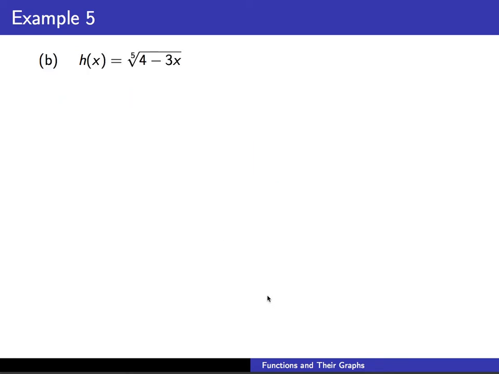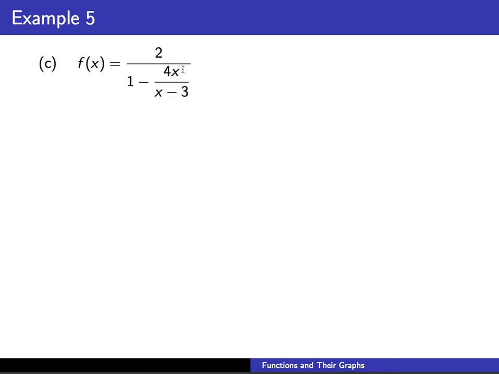Part B, we have h of x is the fifth root of 4 minus 3x. Very similar to the last question, except this time it's the fifth root. Since 5 is an odd number, there are no domain restrictions. We can put any number we want in for x into this function, and it'll give us back a number in return. So the domain is all real numbers.